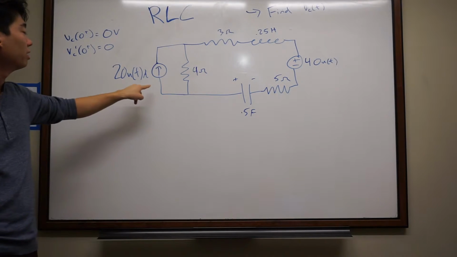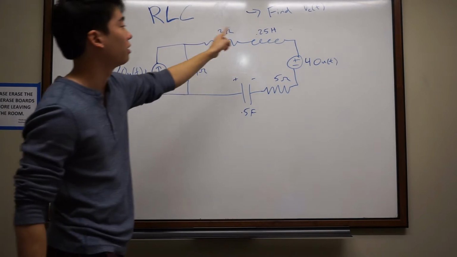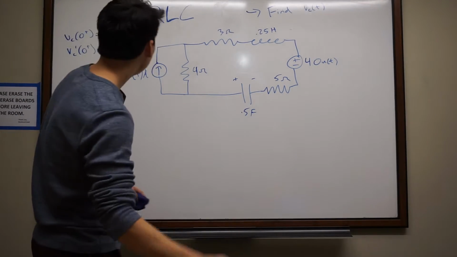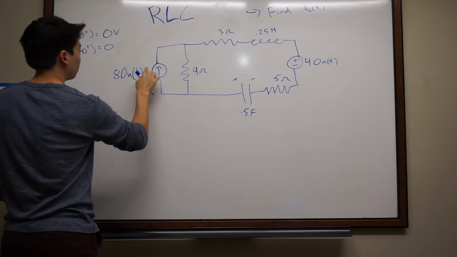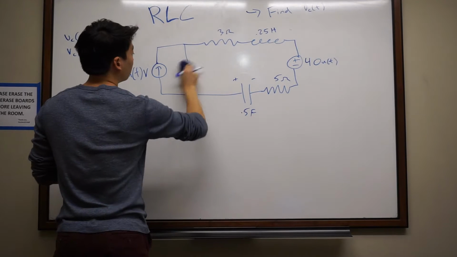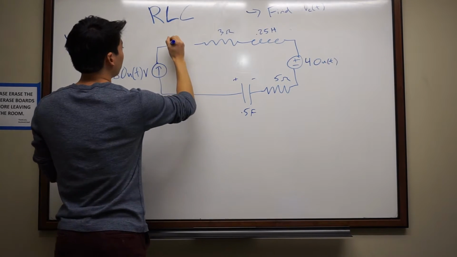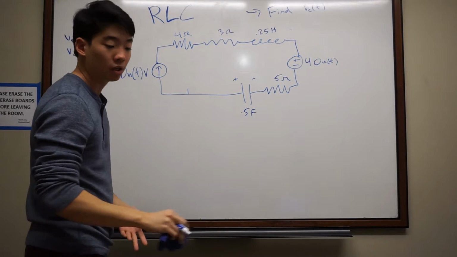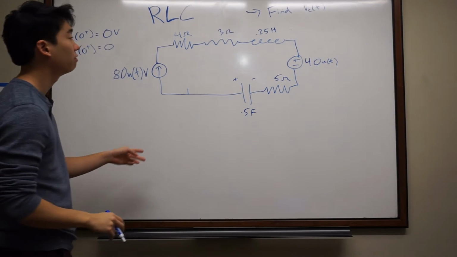Okay, so first thing we want to do is source transform this. Because we want to make the whole entire thing a series circuit, we're going to make this 80 volts, and we're going to move this up here to 4 ohms. Okay, so now we have that.